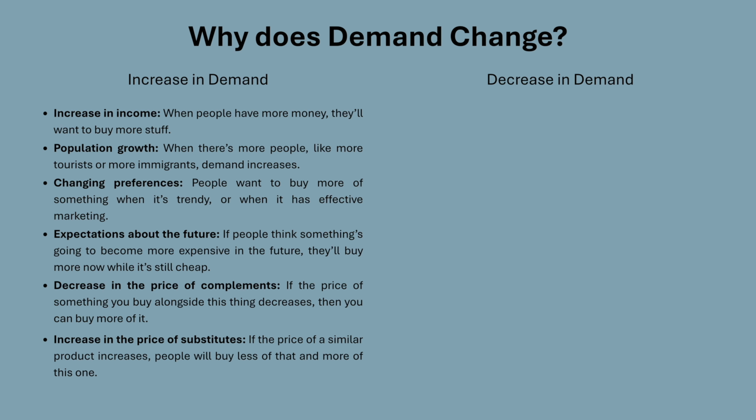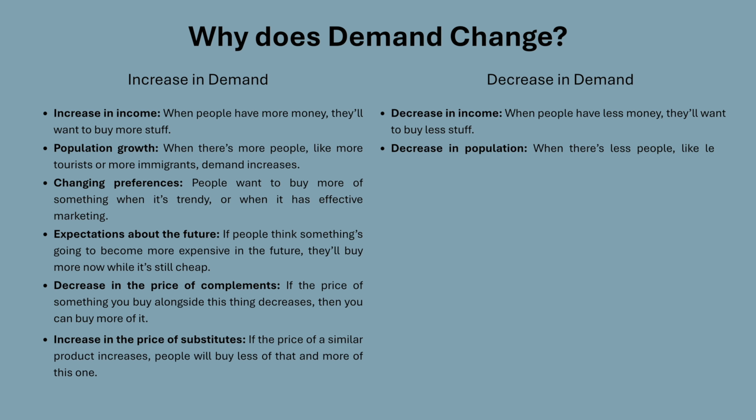Let's now look at things that could cause a decrease in demand, which is the opposite of the increase. A decrease in income can cause a decrease in demand. If you have less money to spend, then you'd want to buy less stuff. A decrease in population could cause a decrease in demand. If there are less people, then there's less stuff being demanded.